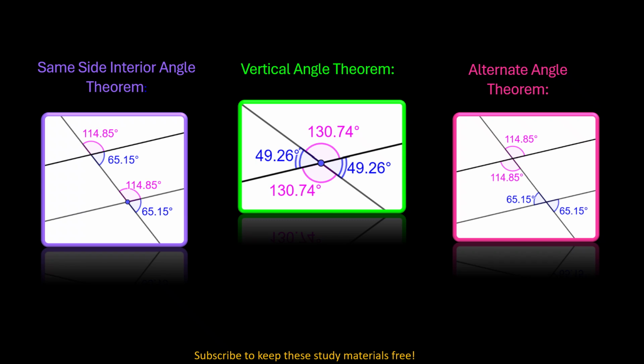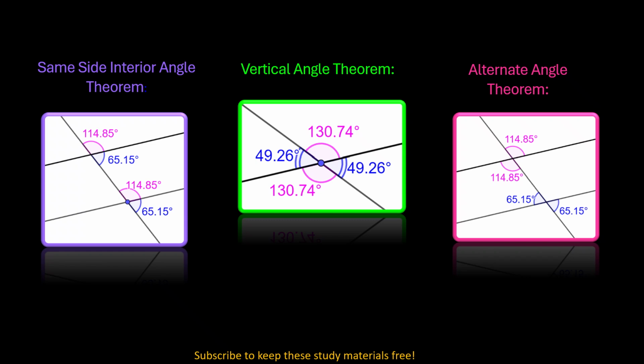But I will mention some key items, such as same side interior angles. In this case, we are discussing two parallel lines with a transversal. Inside, for example, we have supplementary angles: 65.15 plus 114.85. Add those together, and that will be 180. That's the interior part, because that's the inside of two parallel lines with a transversal cutting both of them.